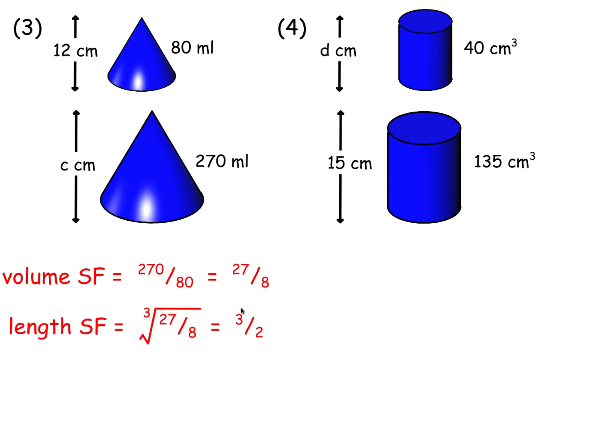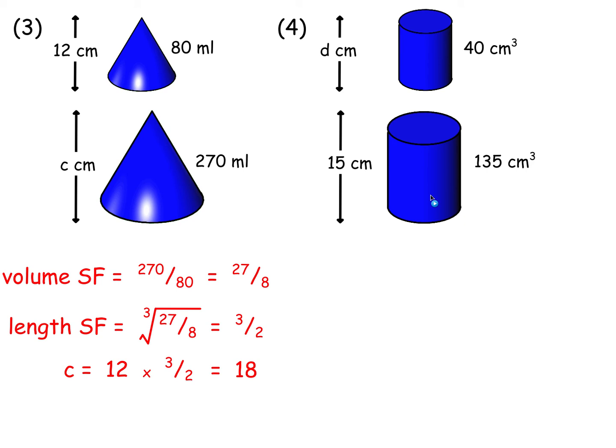Cube root that. Cube root of 27 is 3, because 3 times 3 times 3 makes 27. Cube root of 8 is 2, because 2 times 2 times 2 makes 8. The length scale factor is 3 over 2. Scale that 12 using scale factor 3 over 2. That is 12 divided by 2 times 3. 18. That height is 18 centimetres.